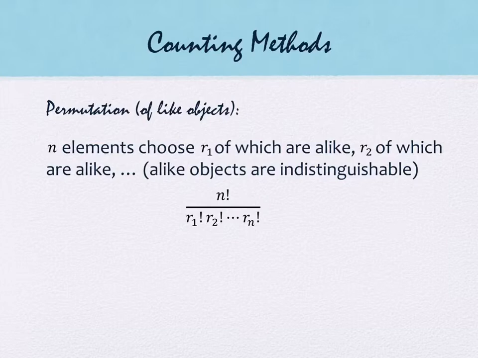So if you have n elements, like the whole bag of Skittles has 40 of them or whatever, choose R1 of which are alike, R2 of which are alike. All the objects that are alike are indistinguishable. So the numerator is the total number of objects in the bag, the total number of Skittles, and the denominator is all the different individual Skittles and how many there are. So maybe there's 5 purple, there's 15 yellow, because really those show up far too often.